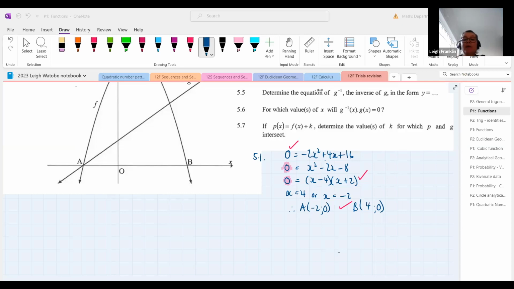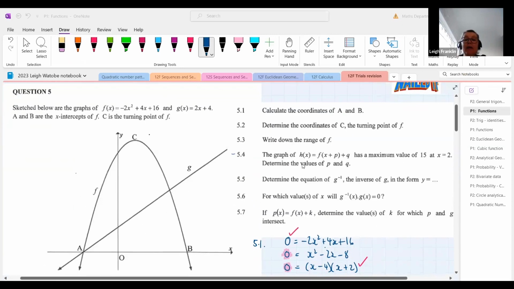Thank you, everybody. Then calculating the coordinates at C. So I just want to remind you that there are a couple of different ways in which we can do that.